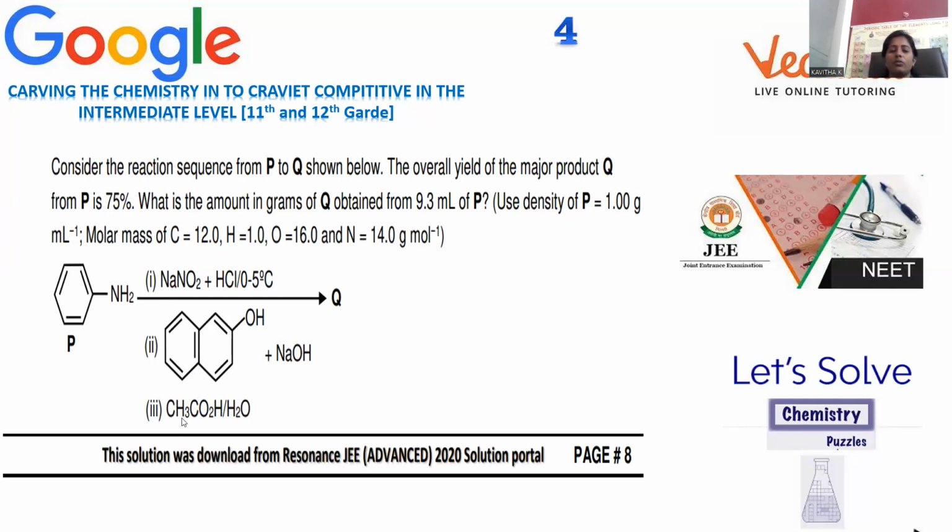And further, we will go with CH3COOH. That will be treated with protonation. This is a kind of mild acid. Acetic acid is a mild acid, aqueous.